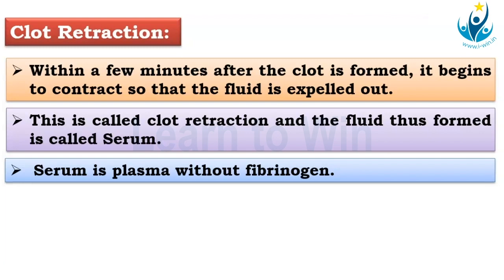So whatever plasma is there from the injured site, it will go out, but while going out, this plasma does not have fibrinogen because all the fibrinogen is getting deposited here near the clot. So serum is plasma minus fibrinogen.